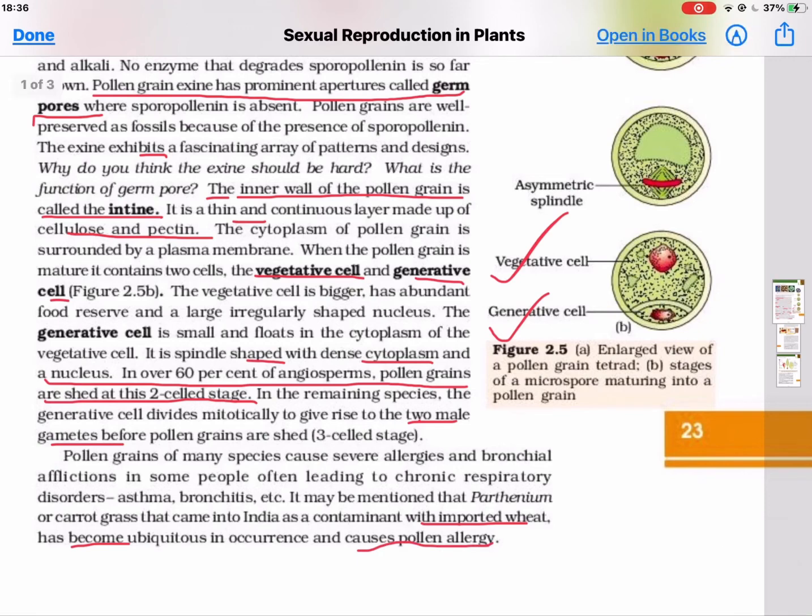Name of the plant is Parthenium or carrot grass. उसके pollen grains allergy भी cause करते हैं.